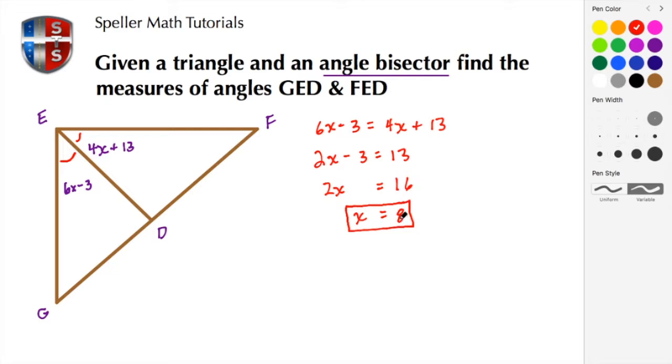And now let's substitute this 8 back into each expression so that we can figure out the measures of each of those angles. And again, because they're bisected, these two should give us the same measurement. So here, let's take the 6, and we're going to substitute in an 8, and then we're going to subtract 3. Well, 6 times 8 is 48. And then 48 minus 3 is 45. And now we're expecting this other expression to also be 45.